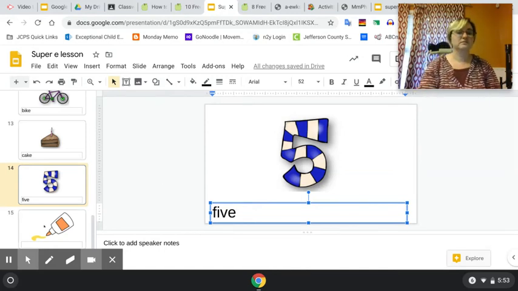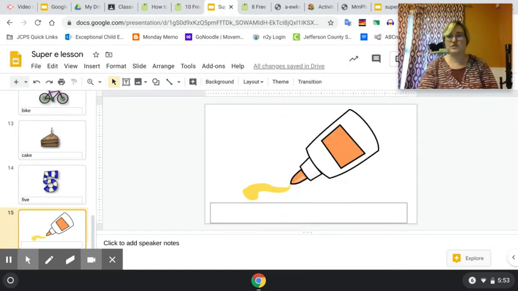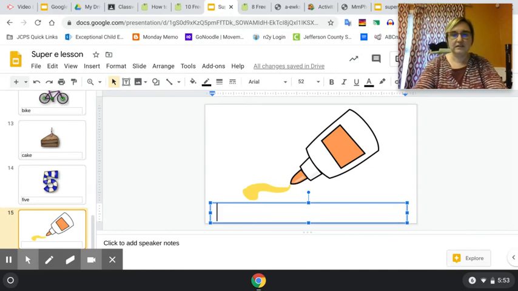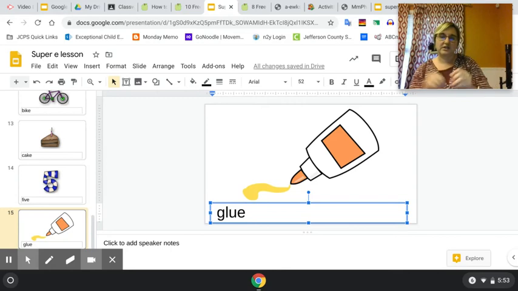Now we have some glue. I like to play with the glue when I'm doing crafts. Sometimes you get really sticky though, don't you? G, L, U, glue. Now, this has a super E, but the vowel is next to it, so it's a little bit tricky, but we're going to go with it. So we have glue.